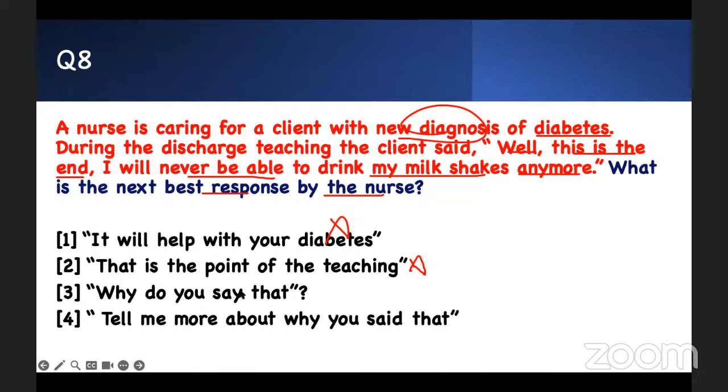"Why do you say that?" No why question. Always tell me more. Always tell me more, tell me more. Open-ended question. And the patient is going to be happy. It's therapeutic communication.